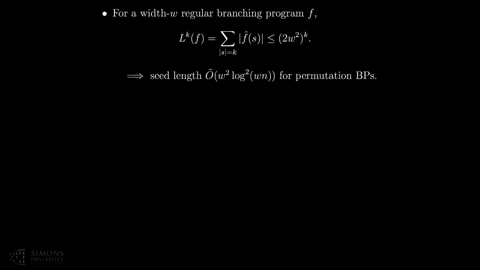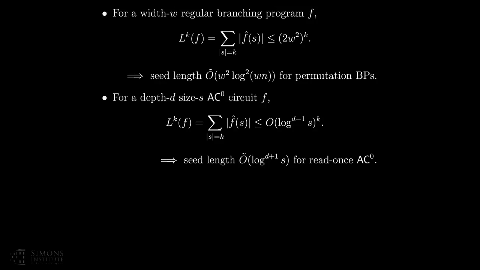Let me give a little bit more detail about this. Let's take a regular branching program. Then we get a Fourier growth bound which has this base just in terms of the width. And I think this is an interesting bound because it's independent of n. Somehow the Fourier growth doesn't depend on the number of bits you read. And this gets you a log squared seed length for permutation branching programs, which is nice. For AC0, we get a polylogarithmic base, which means you get a seed length of log to the d plus 1. But this is only for read-once AC0, because of the assumption that it has to be computed by a read-once branching program, even though this Fourier growth bound holds for non-read-once AC0.